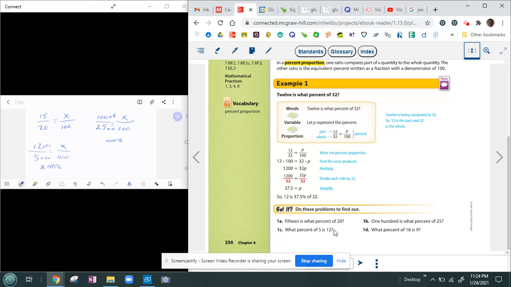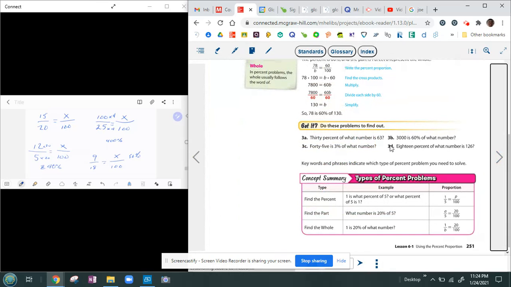Okay. Now, last one, this is a little bit more straightforward. It does say what percent, so we know that the x is going to go over the 100, and then it says what percent of 18 is 9. And you can just see that that's a fraction, that's a half. So this would be 50%. Okay, moving on to the next type.